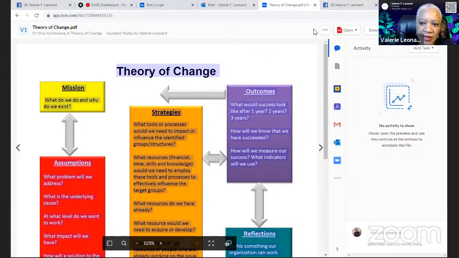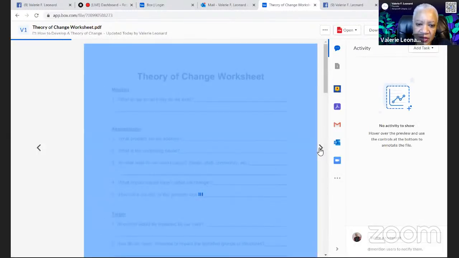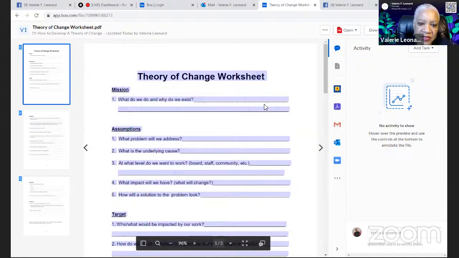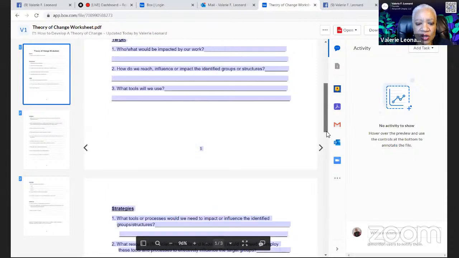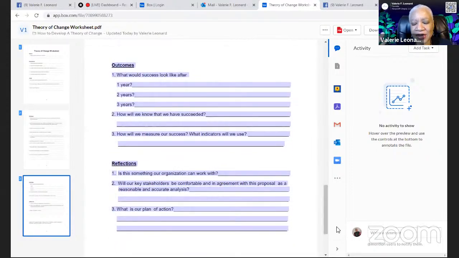All right, so I'm going to go to the next PDF. This PDF is a worksheet. Basically, it takes all the questions that were in that flow chart and lets you answer those questions and brainstorm. Again, I strongly encourage you not to brainstorm in a vacuum. Don't do this by yourself. Answer these questions in a group.